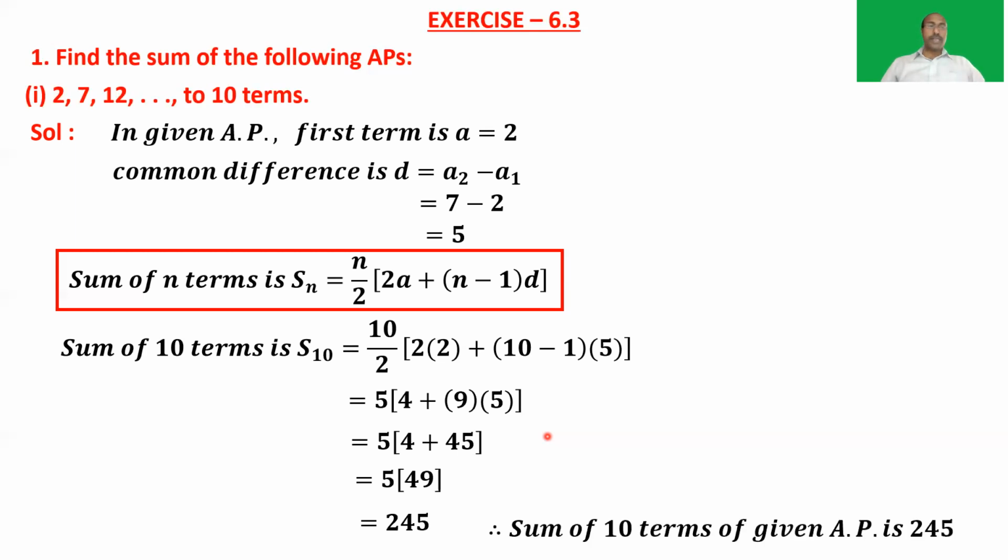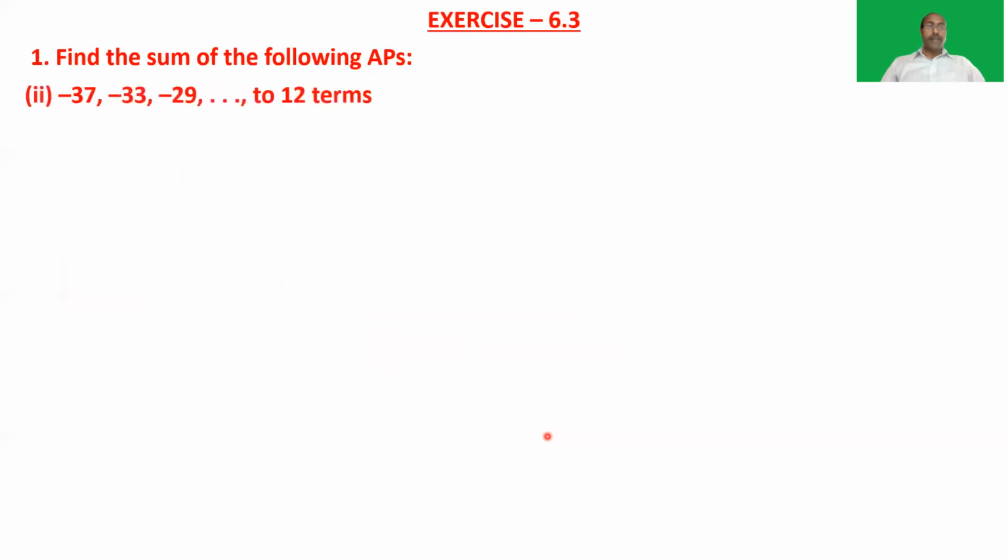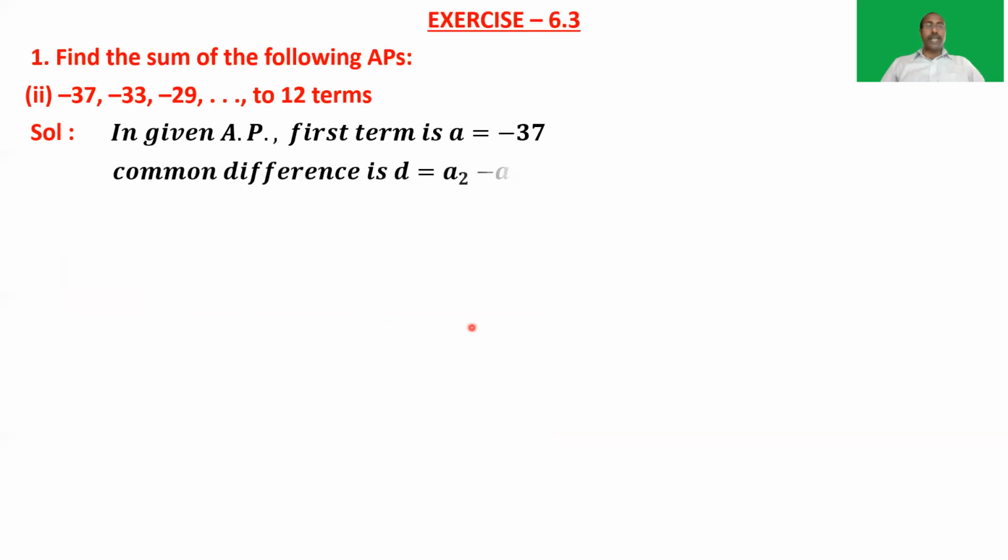So let's take the second one: minus 37, minus 33, minus 29 up to 12 terms. So in this AP, the first term a is equal to minus 37. The common difference d is equal to a2 minus a1, that is minus 33 minus (minus 37). That is minus 33 plus 37, which is equal to 4.